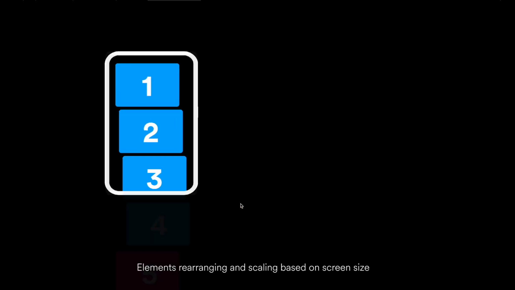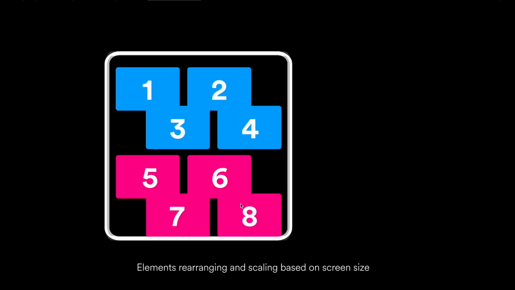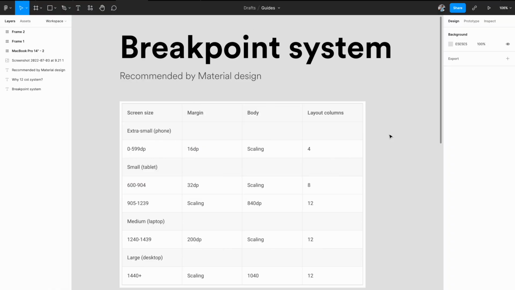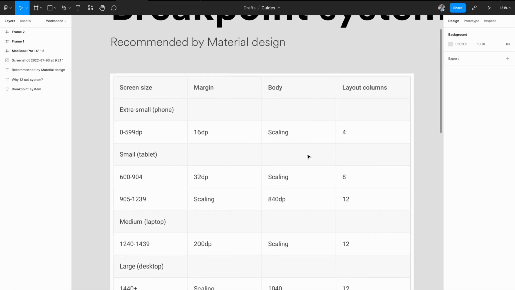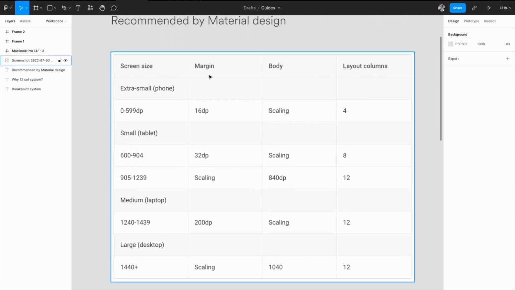Now let's hop back into Figma and I'll quickly show you how things work. We're in Figma right now, and before we start anything, here is a cheat sheet by Material Design. This is what they recommend for designing responsive designs. Here, if you see, we have different parameters. We have screen size, margin, body, and layout columns. Screen size is extra small to small, 0 to 599 dp, where we call something a phone, and in that case you have a 16 dp margin.